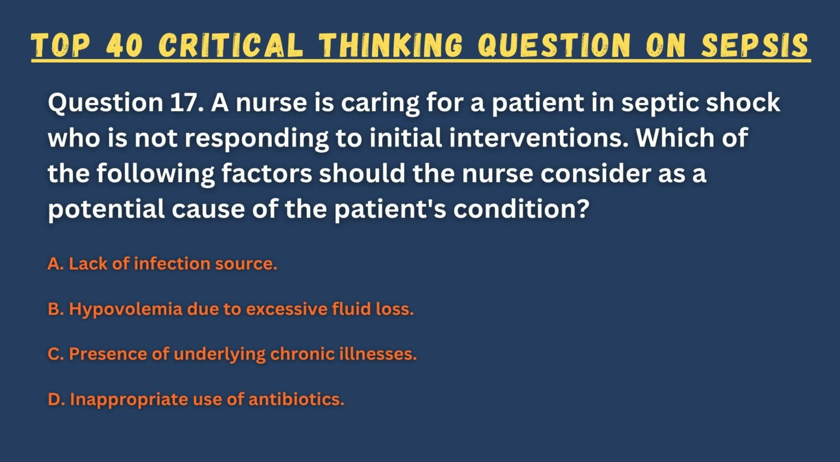Question 17. A nurse is caring for a patient in septic shock who is not responding to initial interventions. Which of the following factors should the nurse consider as a potential cause of the patient's condition? A. Lack of infection source. B. Hypovolemia due to excessive fluid loss. C. Presence of underlying chronic illnesses. D. Inappropriate use of antibiotics.